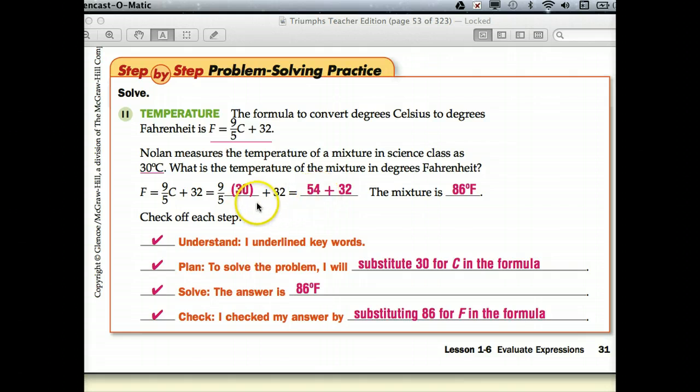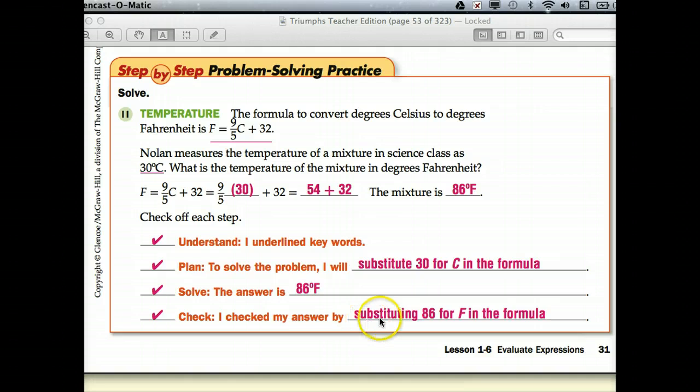So if your calculator doesn't do fractions, that's very simple. 30 times 9 divided by 5, or the whole number times the numerator and divide by the denominator, because notice that's telling us we need to divide that. So 54 plus 32, the mixture is 86 degrees Fahrenheit. So to solve the problem, I will substitute a 30 in for C in the formula. Did you get that? Get an answer of 86 degrees Fahrenheit.